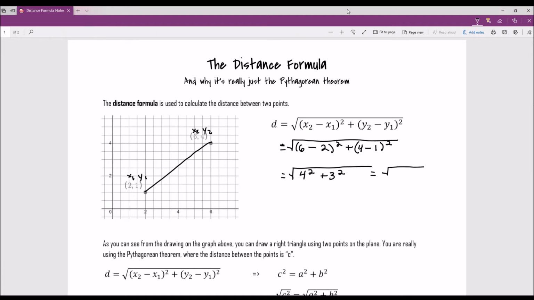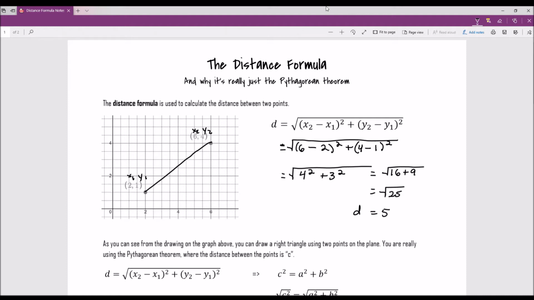And then I'm going to go ahead and square next. So 4 squared is 16, and then plus 3 squared is 9. And then I'm going to add the part in the square root. So 16 plus 9 is 25. And then finally take the square root. 5. So that means the distance from this point to this point is 5.